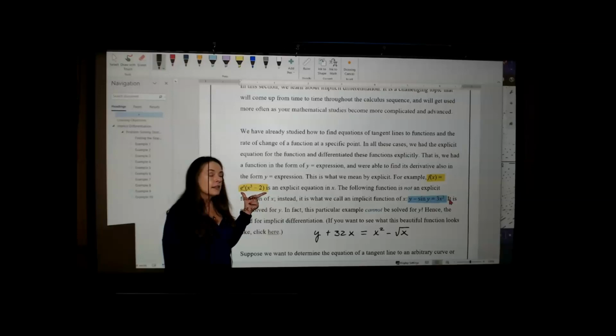The equation highlighted in yellow, e to the x times the quantity x cubed minus 2, is an explicit equation in x because it's solved for f of x. What would an implicit equation be?